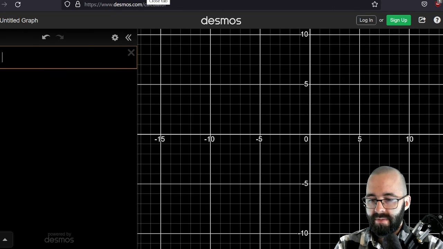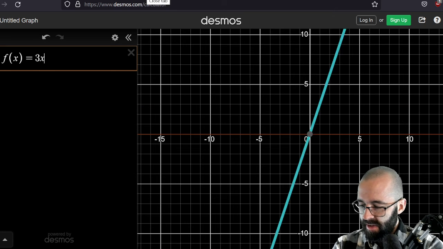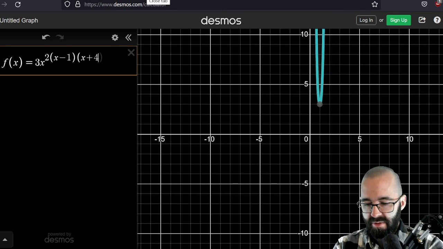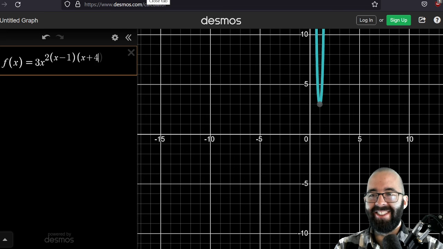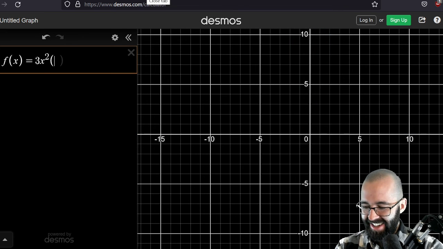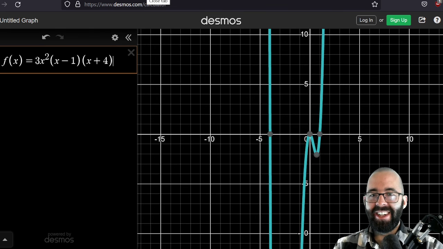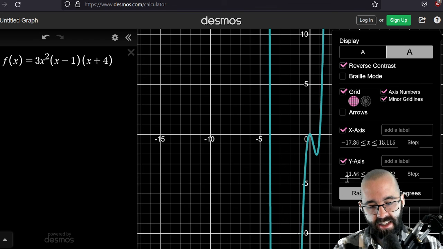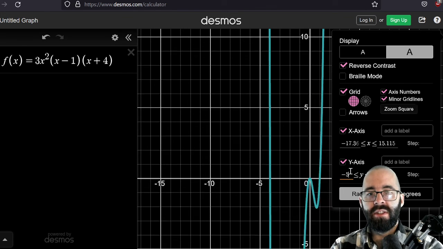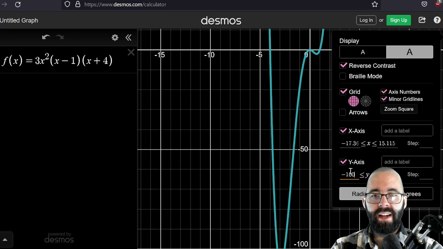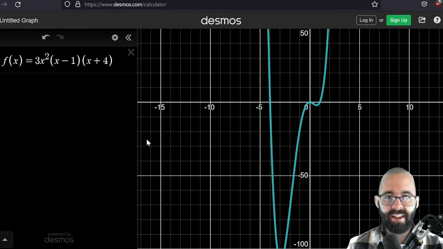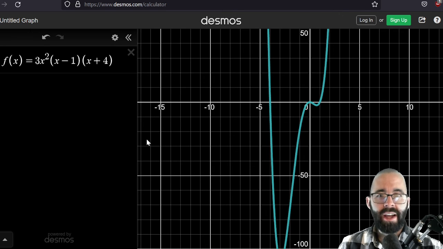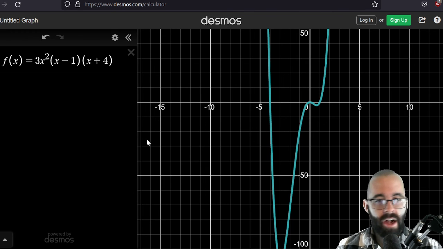And this last one, f of x equals 3x squared times x minus 1 times x plus 4. Yeah, I typed this in wrong. 3x squared times x minus 1 times x plus 4. It's going up in both directions. It's a little harder to see here, but if we zoom out in the y direction, make y down to negative 100 to 50 or something, you can see it a lot better when you zoom out only in the y direction. If you zoom out in the x direction too, it'll get a little harder. All right. So all of our end behaviors are right.